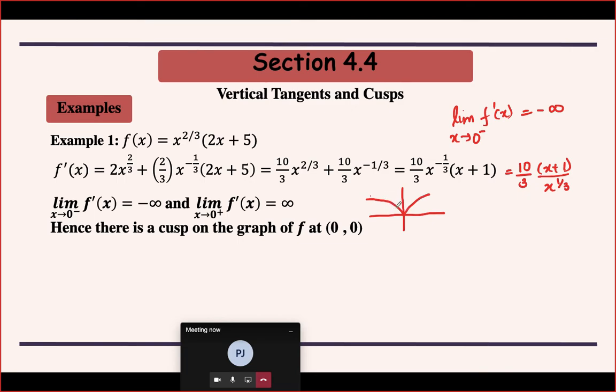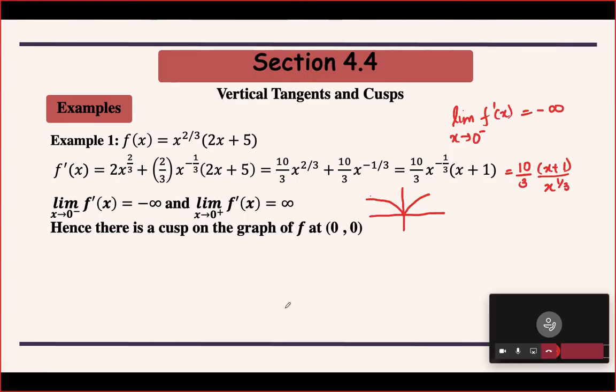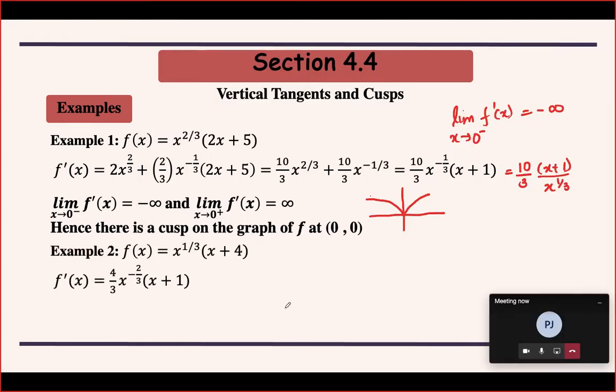So there are two possibilities of cusps which I had shown. One is when it is negative first and then positive, and the other one is the other way around, positive first and then negative. So you will see how these shapes look like. Okay, now the next question is this. Okay, and you can solve it and find the derivative. You'll see it like this.